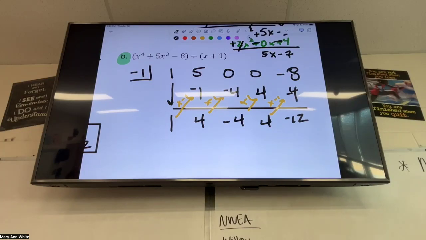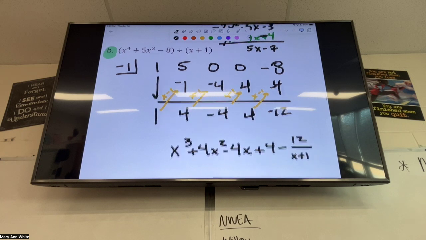When I start to write this with x's, my first one is going to be 1x to the what power? 3. Good. 1x to the 3rd plus 4x squared minus 4x plus 4. And then minus 12 over x plus 1.